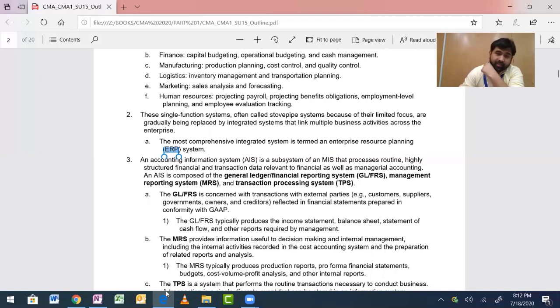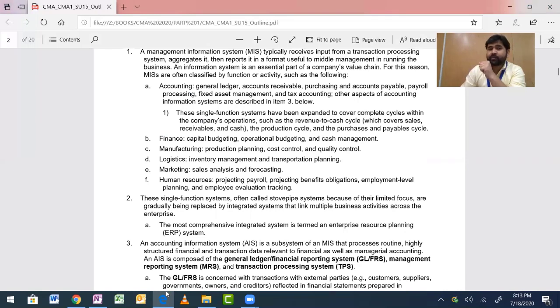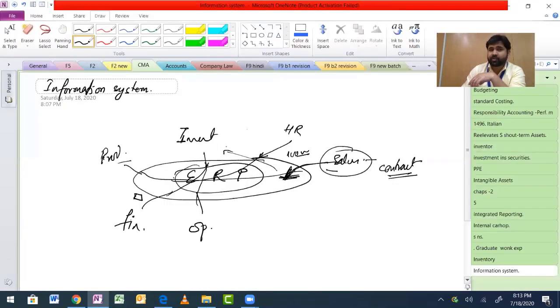They are gradually being replaced by integrated systems that link multiple business activities across the enterprise. This was one-on-one kind of stuff. Now the most comprehensive integrated system is termed ERP. Basically, you feed in, the system will take the information, process it in a certain way and give it back to you. You can do that from an accounting point of view or a finance department point of view. Otherwise, if you want an integrated system which is connected, like the one that we had here, it's all connected, right?